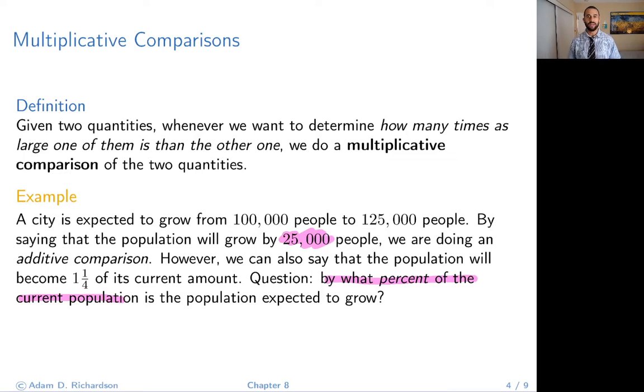One way we could do that is use what we learned in the previous chapter and just ask ourselves how many times 25,000 goes into 100,000. Well, let's check. 25,000, 50,000, 75,000, 100,000. It goes in there 4 times. So that tells us that the population is going to grow by 25%, right? The population is going to grow by 25%.